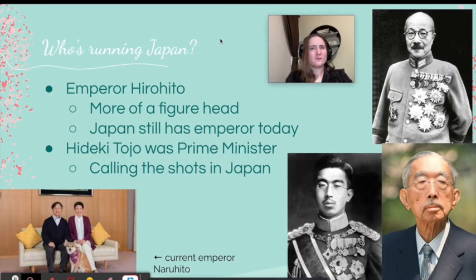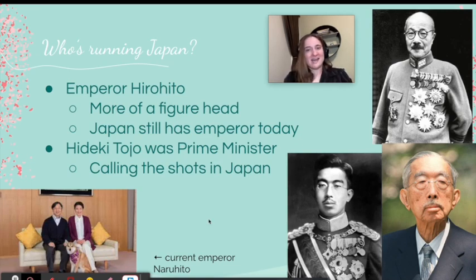So, who is running Japan? That's a really good question. The person who's running Japan, his name was Emperor Hirohito. Here's a picture of him right here during World War II. Here's a picture of him in the 1980s. The emperor is more of a figurehead. He doesn't have a lot of political power. Japan still has an emperor today, by the way. Here he is right here. His name is Emperor Naruhito. And they have a very cute dog.